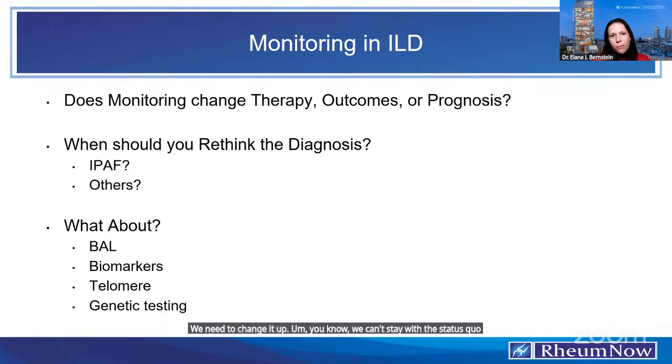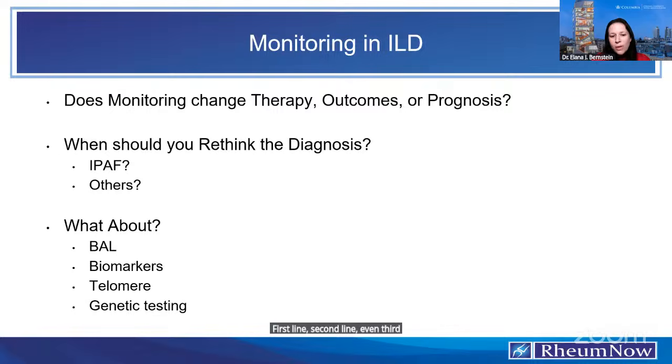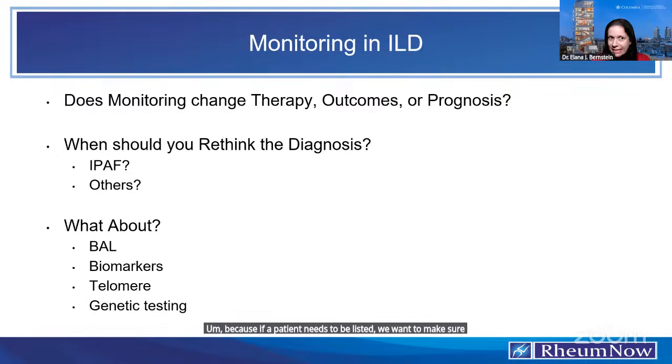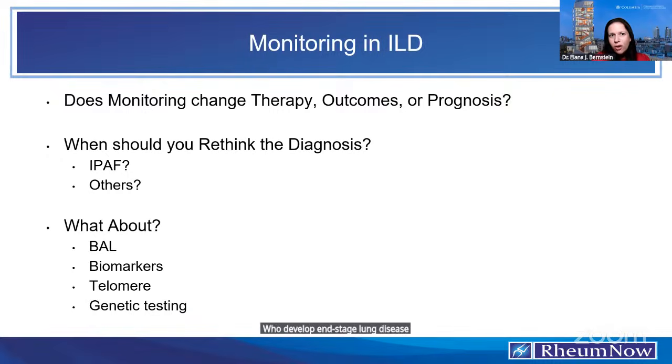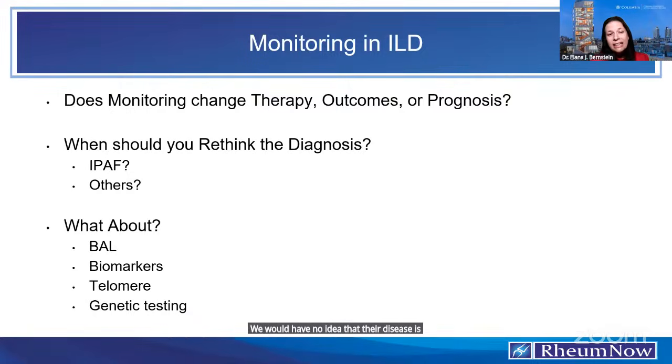And I'll also say that if someone continues to progress despite first line, second line, even third line therapy, we need to be thinking about referral for lung transplant evaluation. The sooner that we refer, the better, because if a patient needs to be listed, we want to make sure all the appropriate testing is done so that patient can be listed. And many of these patients who develop end-stage lung disease in the setting of their autoimmune disease can be successfully taken through lung transplant. So I think if we're not monitoring these patients, we would have no idea that their disease is progressing until it's too late. Okay. Brian?